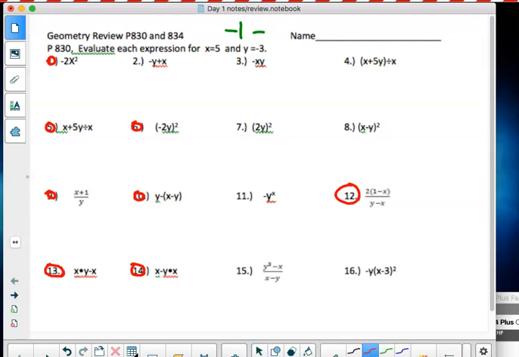Now, as we go through, I'm looking at this: evaluate each expression for x equal 5 and y equal -3. That does not mean that every time I see an x, it's always 5, and every time I see a y, it's -3 anywhere in the world. It means that only for these 16 problems where I see an x, I substitute the 5. Where I see a y, I substitute that -3.